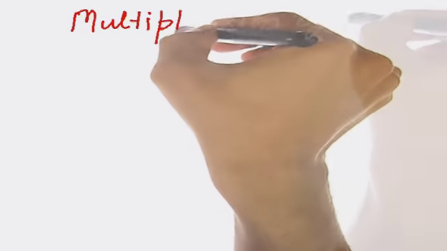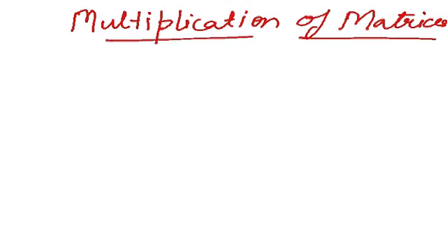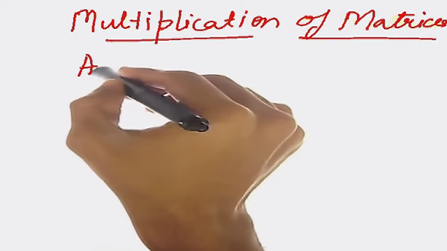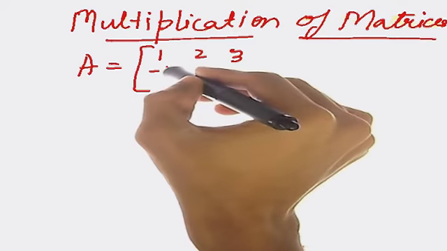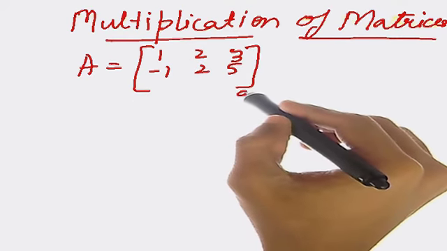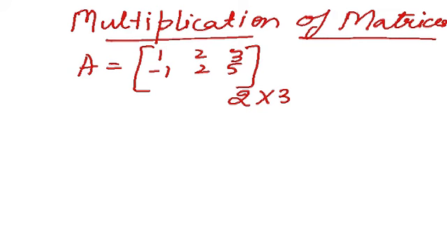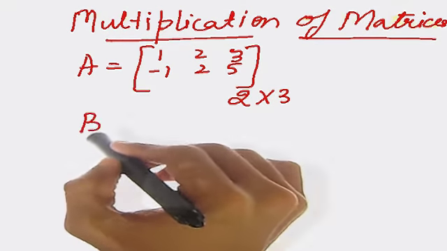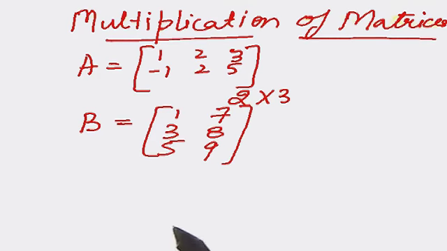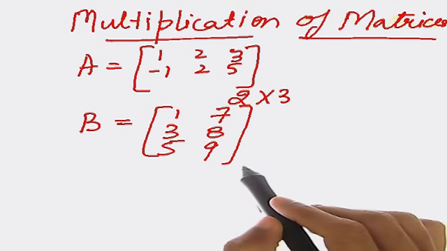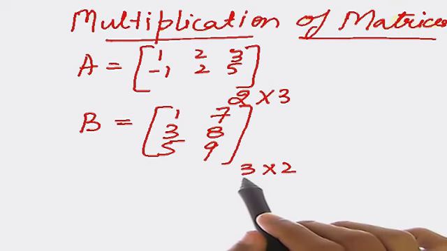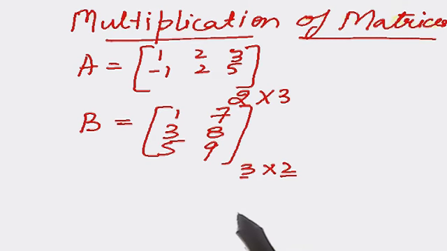Friends, now we'll discuss how we multiply two matrices. For multiplication of two matrices, there's a basic criterion. Suppose we have a matrix A which has these elements, and let me write the order of this matrix A. It is actually 2 by 3, as the number of rows is 2 and the number of columns is 3. Let's take another matrix B, and the order of this matrix is 3 by 2, as the number of rows is 3 and the number of columns is 2.